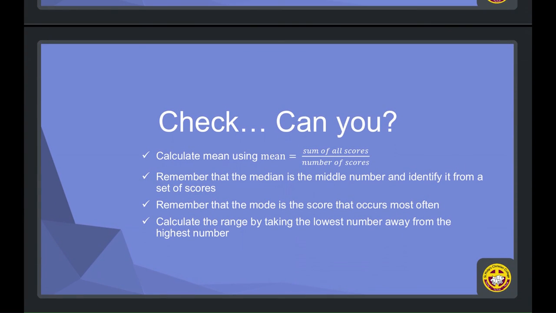All right, you guys should be able to do all these things. Calculate the mean, find the median, find the mode, and the range. You're going to practice doing this now in the textbook. You'll find your questions on iLearn. Don't forget to take any questions you have to your class teacher.